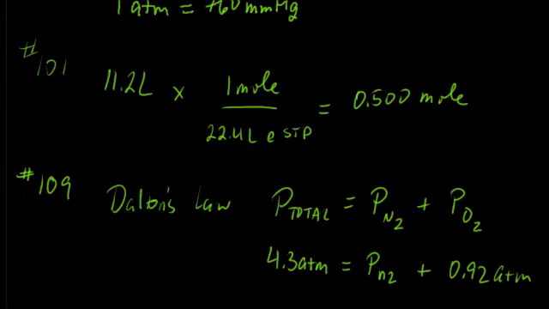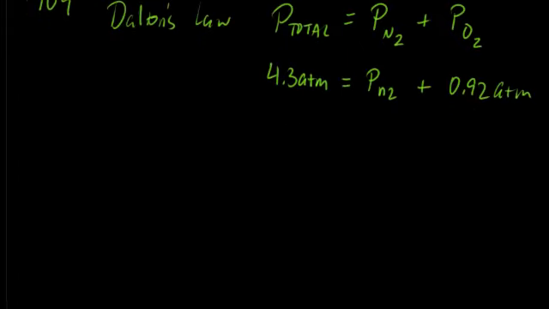We scroll down so we have some space. If we do this math, we find that the partial pressure of nitrogen is going to be 3.38 atmospheres.